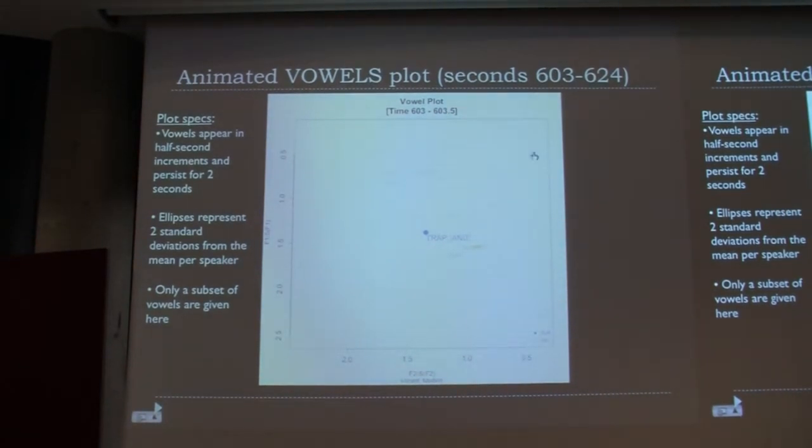And then they'll persist for 2 seconds before they disappear. In the backgrounds, if you can see, there are ellipses, just as in the vowels package, that represent 2 standard deviations from the mean per speaker, and then that vowel category name is plotted in the center of each, and then we're just looking at a subset of vowels here. But this is aligned to the audio, so we can listen to that here.